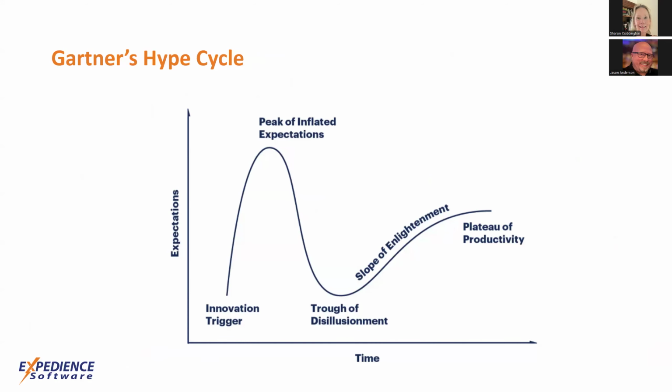And to that point of hype and excitement, this is Gartner's hype cycle on any new technology, the things that happen around expectations over time. They talk about how a new breakthrough innovation occurs, and there's this peak of inflated expectations, and then this trough of disillusionment, and eventually towards this plateau of productivity.